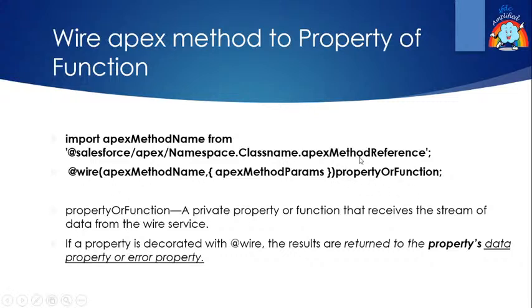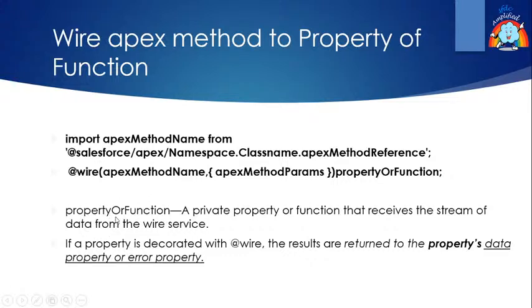We will be attaching whatever property we want with @wire, so that we can get the value. So you can see a private property or function that receives the stream of data from the wire service. Whatever is there in the Apex, we are getting that data, and that is where we are putting it in the property or in the function.